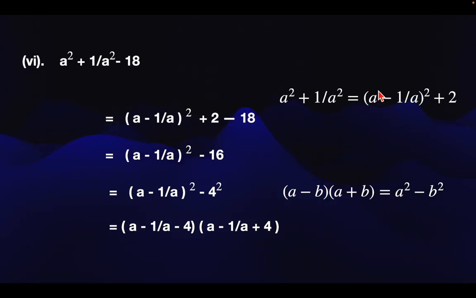That will be a whole square. If we take the previous formula, a plus 1 upon a the whole square minus 2, if you put minus 2 here, it will become minus 20, which is not a whole square. So we don't want to take the previous one. We'll use this formula. The only thing different between the two formulas is the sign. Be careful in this. So here this becomes a minus 1 upon a the whole square plus 2 minus 18. This is minus 16. Write down minus 16 as 4 square. Now apply this formula and you'll get the answer.